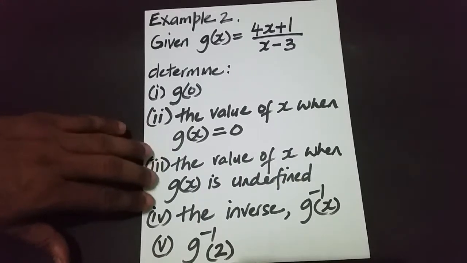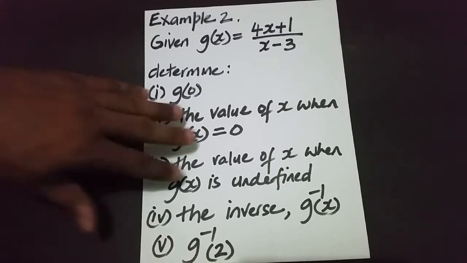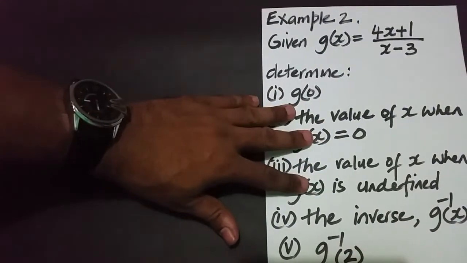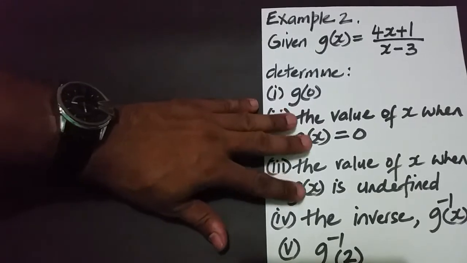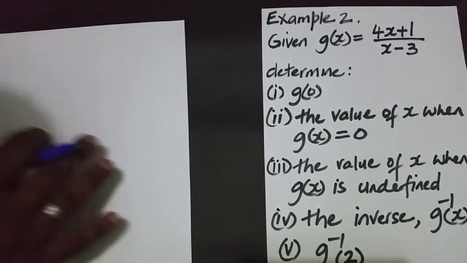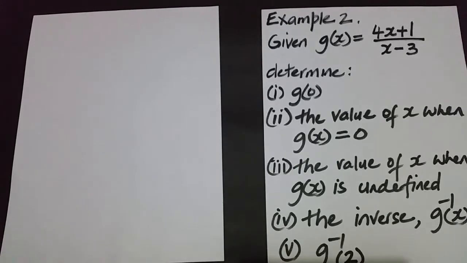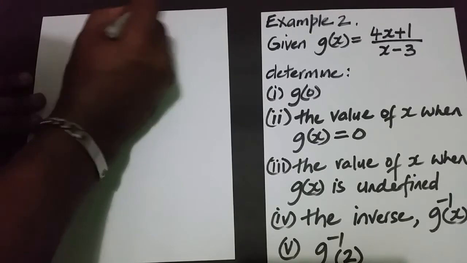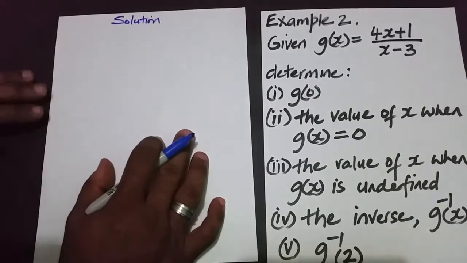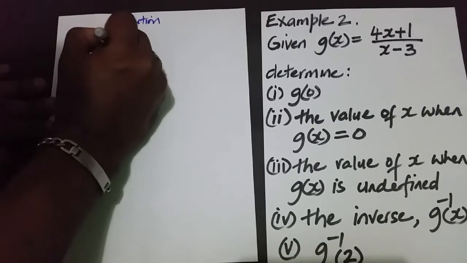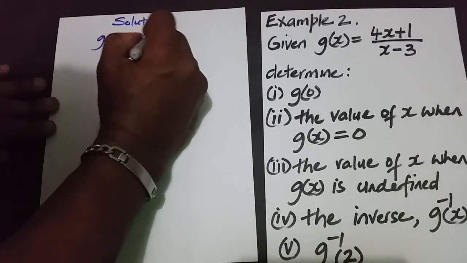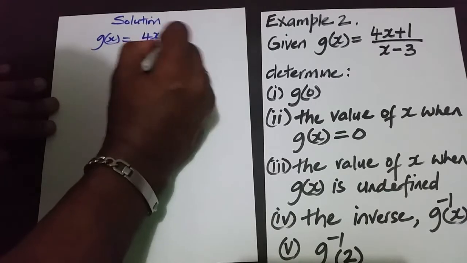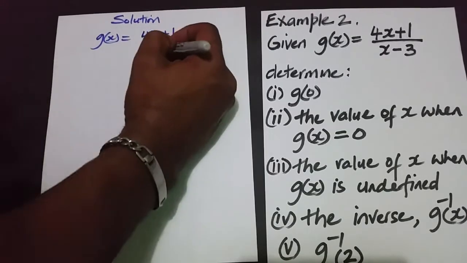All right, guys, so we're going to be looking at a second example now, and we are going to just try to run through a little bit faster than what we did with example one. So it says, given g of x equals 4x plus 1 over x minus 3, determine g of 0. So we're doing the solution to example 2 now. Again, I'm just reiterating what that function is. g of x is equal to 4x plus 1 divided by x minus 3.